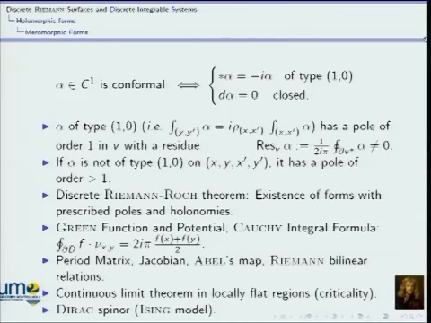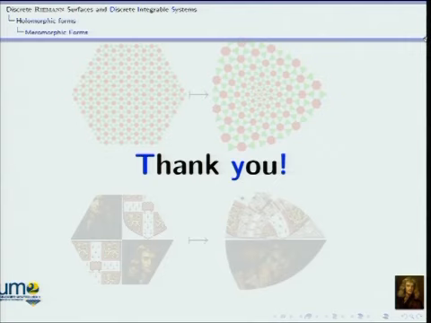You can define an Abel map. You have some Riemann bilinear relations. You can actually prove a continuous limit theorem whenever the thing is critical, when it comes from rhombi. And you have, as I said, the Dirac spinor. So I'm going to stop there. Thank you.